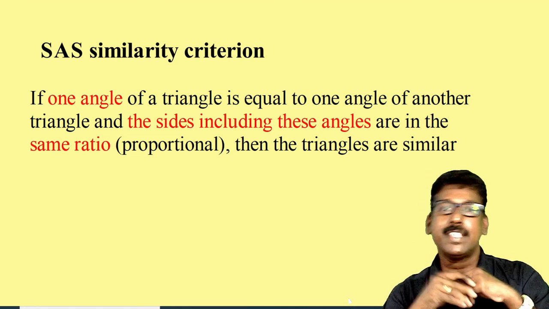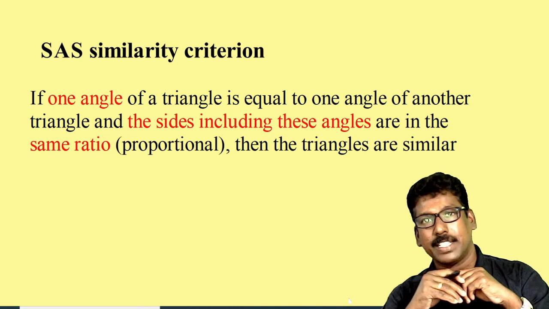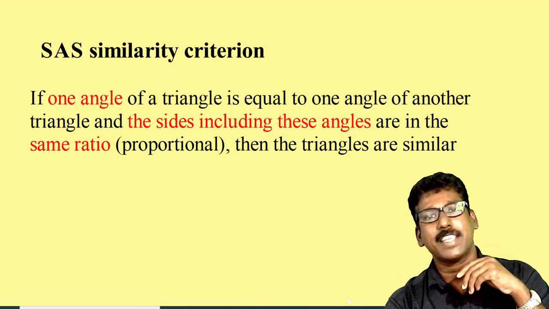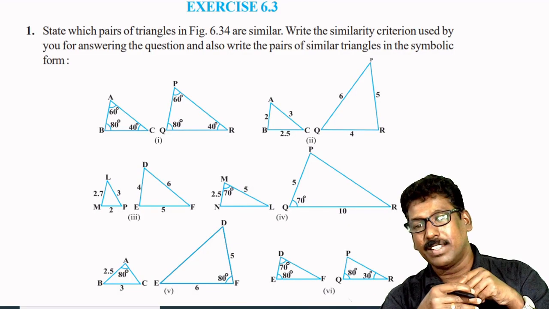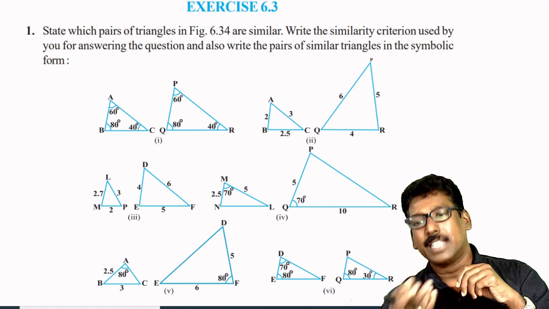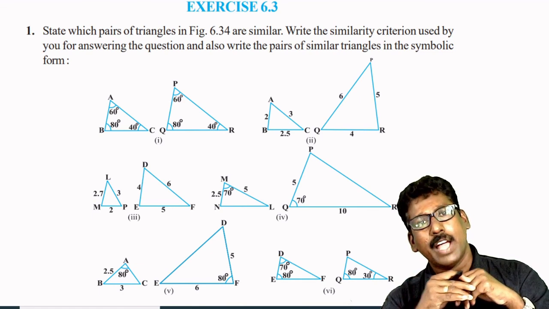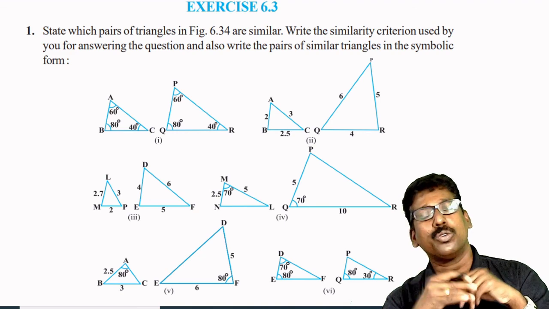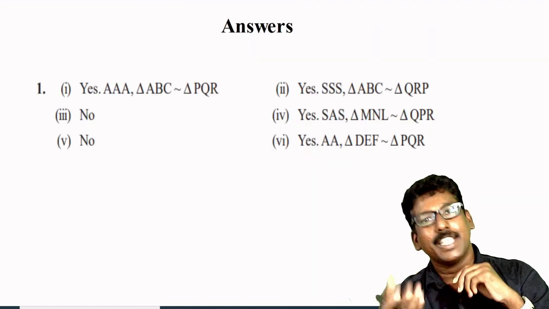This we can call SAS similarity criterion. Now let us take the textbook exercise. Here triangles are given, some measurements are also given. You have to verify whether the triangles are similar or not, and if they are similar, write the criterion used to arrive at your answer. Here are your answers.